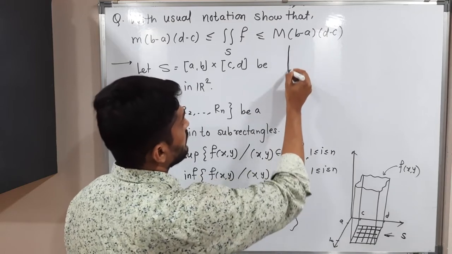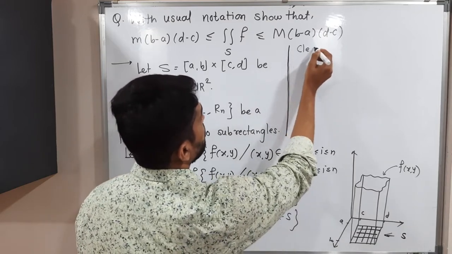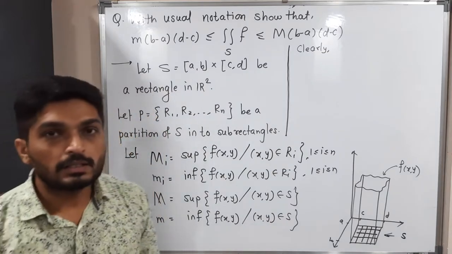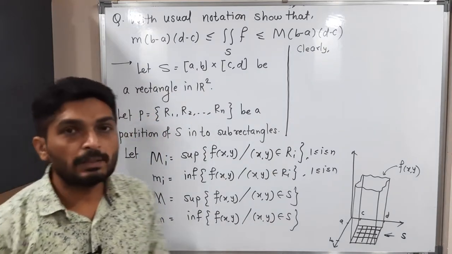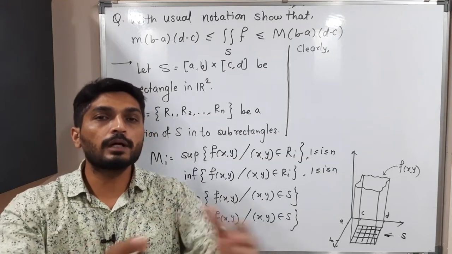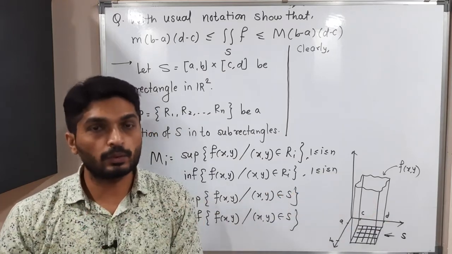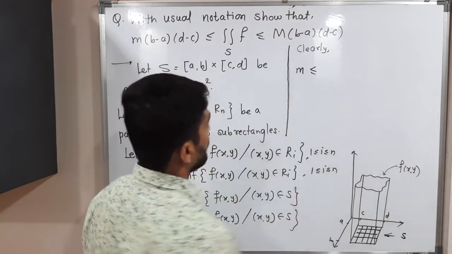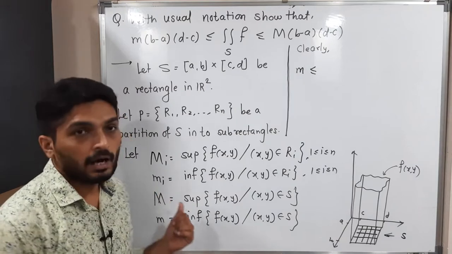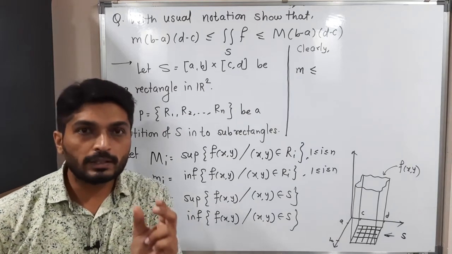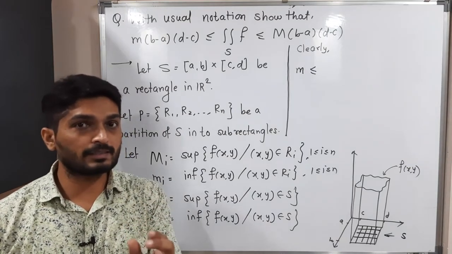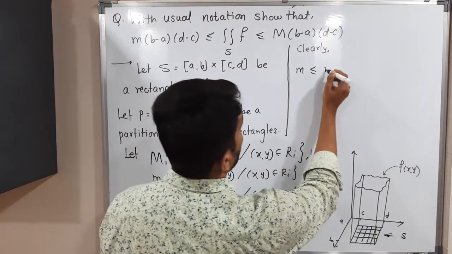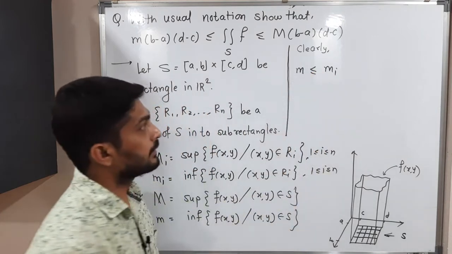So let us find a relation between them. Let me write here the relation between them clearly. Will you tell me which will be the smallest one out of these four? See, small m will be the lowest value of f over the entire rectangle S. So it will be the smallest one, getting? So clearly small m is less than or equal to small mi, that is also an infimum value, but over that subrectangle only. So possibly small mi will be greater than m.